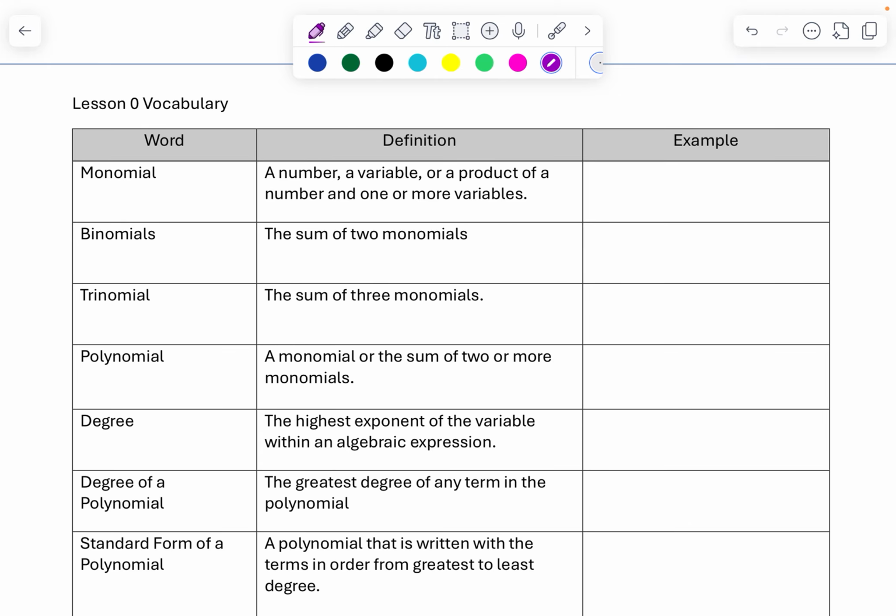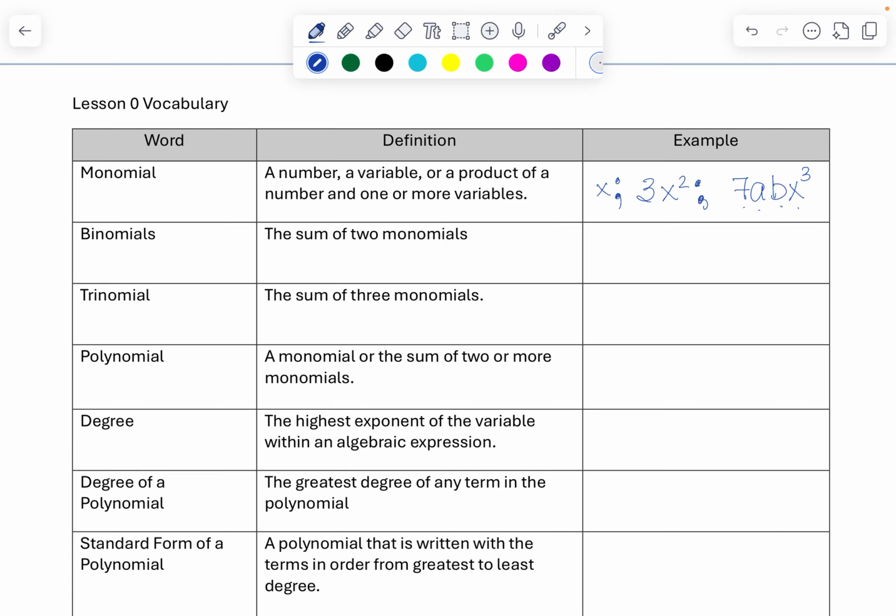Monomial. As you can see, a monomial is a number, a variable, or a product of a number and one or more variables. So for example, we could be looking at the variable x, or 3 times x squared. That's a monomial. Or we could even be looking at something as complex as 4 times 7ab times x cubed. Even though there are 3 terms here, 4, 7ab and x cubed, that's still considered a monomial. They are multiplied together.